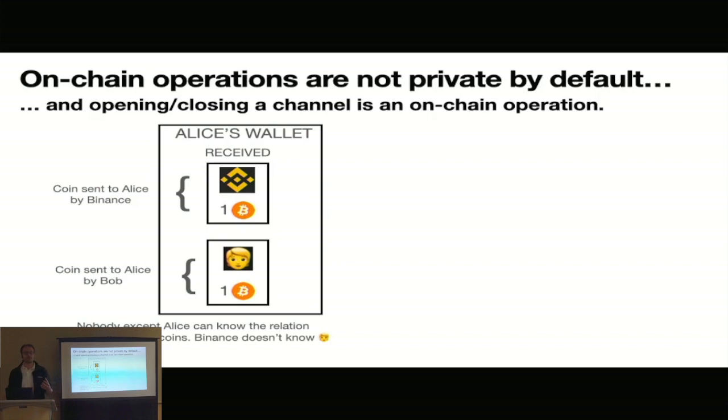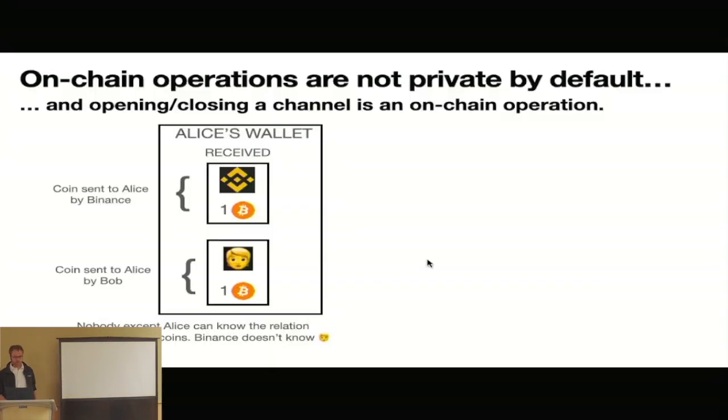You can't know that. Oh, by the way, I made a written article version of my talk. So if anyone prefers to read, you can just open the repo and check the tutorial. Okay. So in my example, Alice received two coins: one from Binance, one from Bob, and nobody can know the relation between these coins.